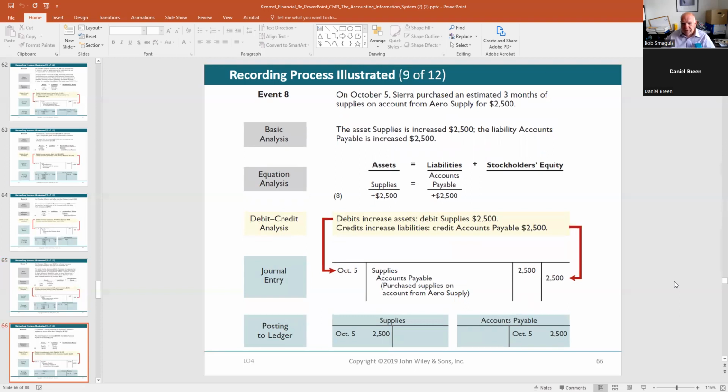We bought supplies. We bought an estimated 3 months' worth of supplies. Well, supplies will eventually be an expense, but only when you use the supplies. When you buy supplies in advance like this, that's an asset. It should be called prepaid supplies, but we're going to call it supplies. The word supplies means an asset. So that asset gets debited for $2,500. And since we're going to pay it later, it was on account, no cash, we're going to credit accounts payable.